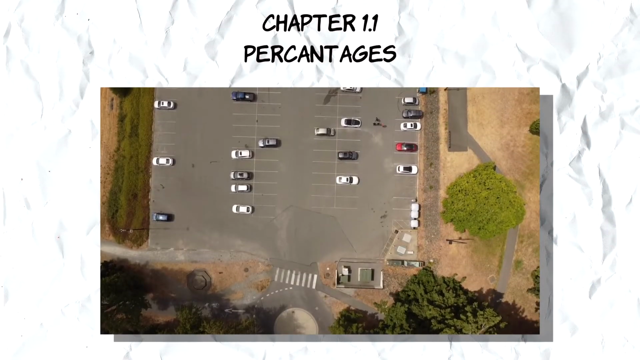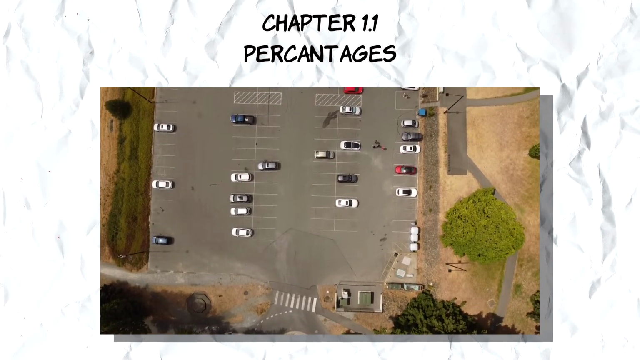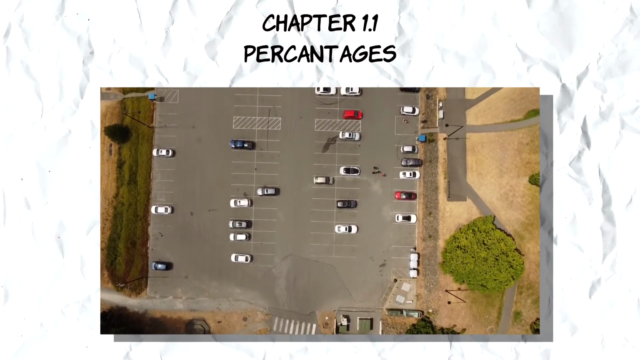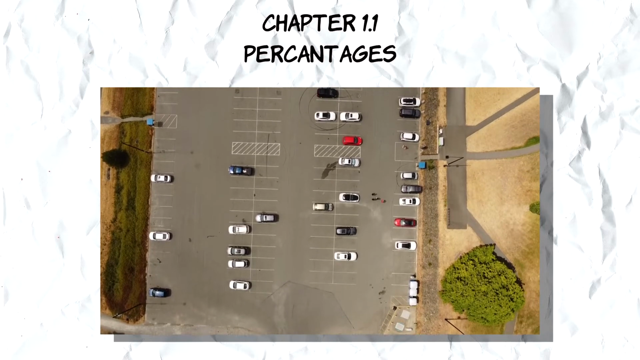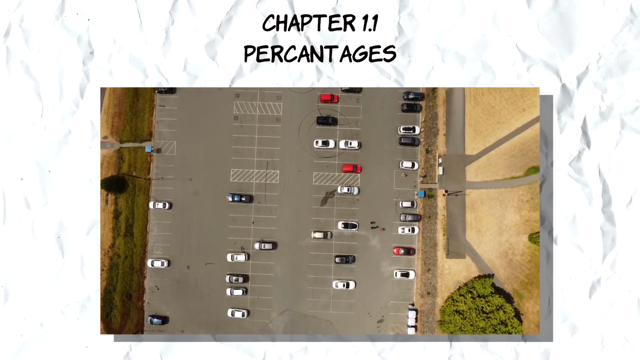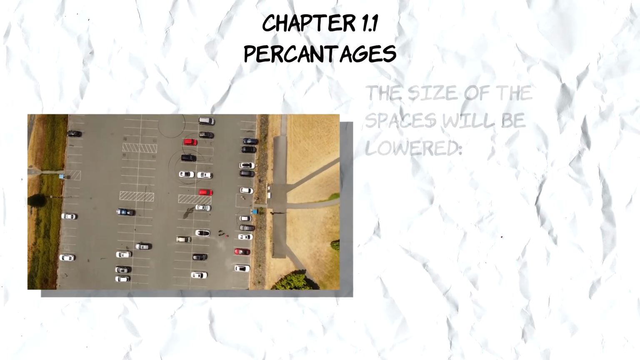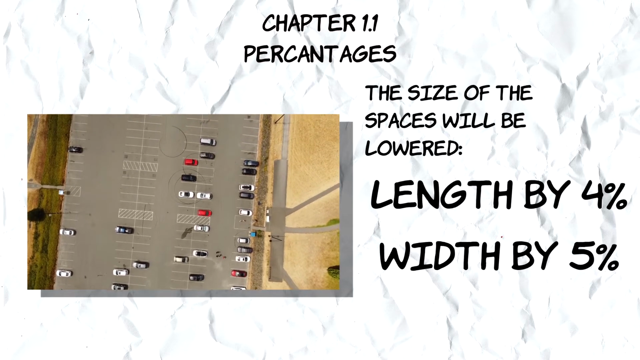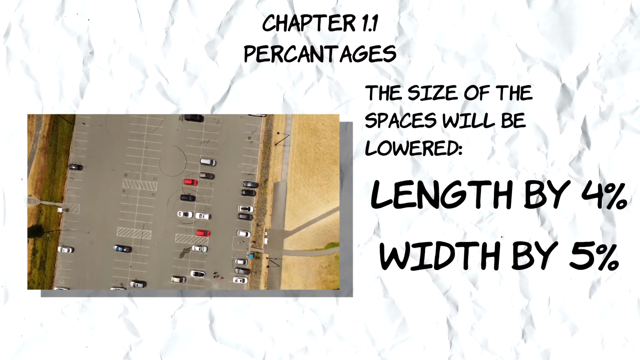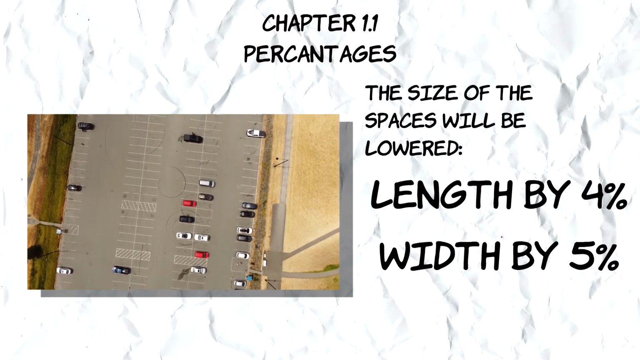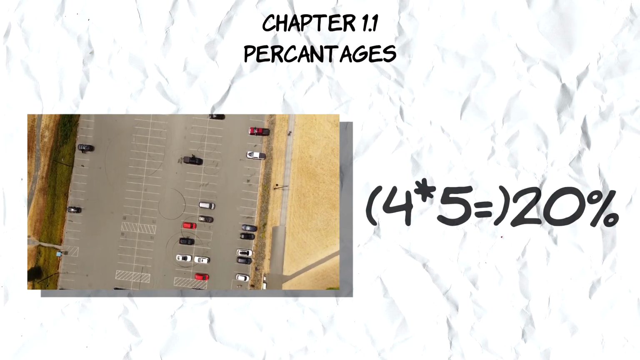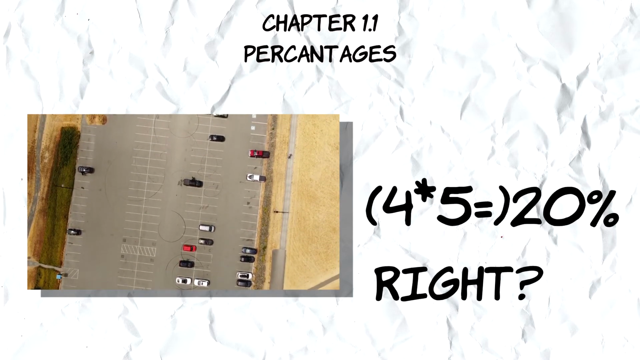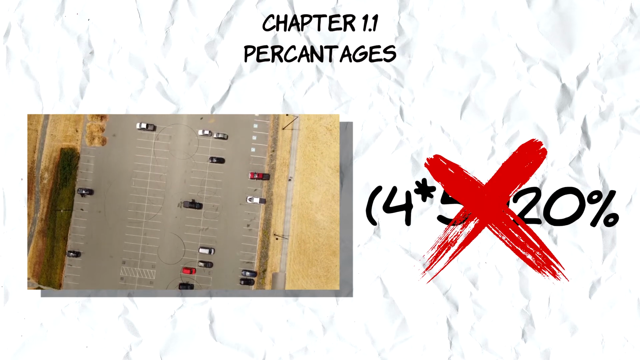A recently reported building project illustrates a typical problem in working with percentages. Parking lots will be landscaped, which implies making each parking space a little smaller. The length and the width of the spaces will be lowered by 4% and 5% respectively. As a result, it is calculated that the area of each space will be decreased by 20%. Right? No. This is a tremendous mistake.